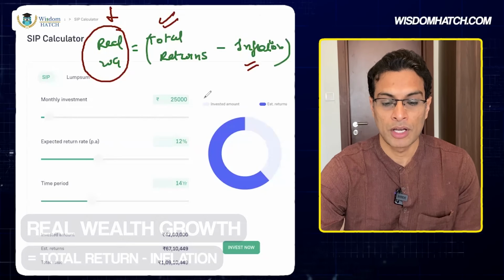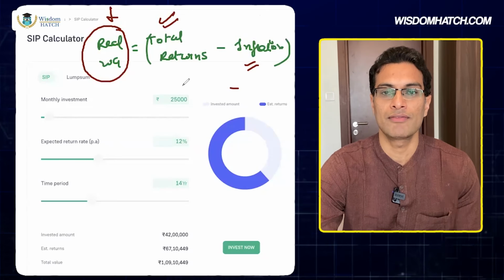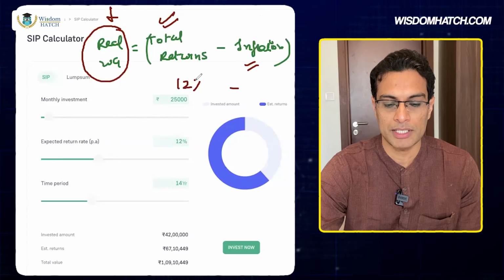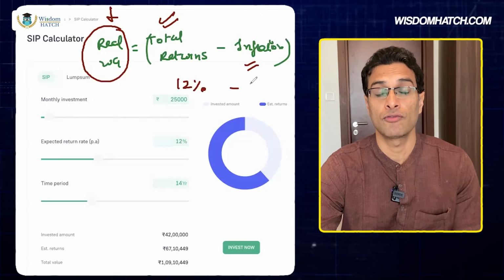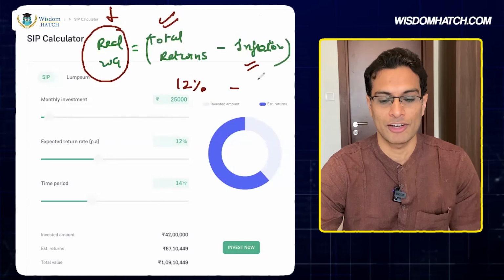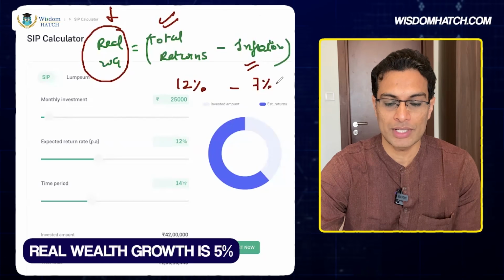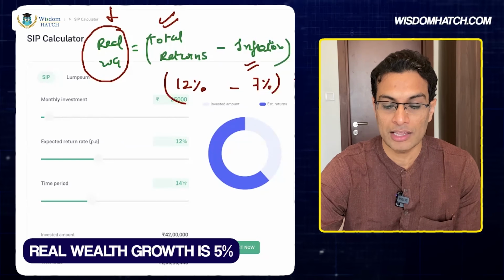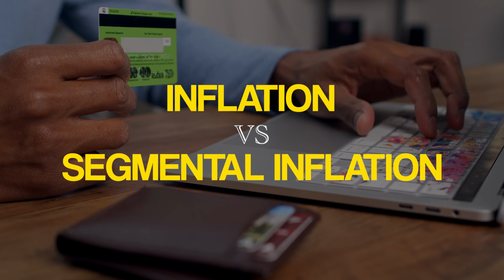the inflation. For example, if let's say that you are investing in Nifty 50, you are making 12% returns, but the inflation for you, and ये inflation in the economy नहीं है, this is inflation which is called as segmental inflation. So segmental inflation for you is let's say 7%, then your real wealth growth is only 5%. Now that brings us to a next point कि अच्छा, what is the meaning of inflation versus segmental inflation?